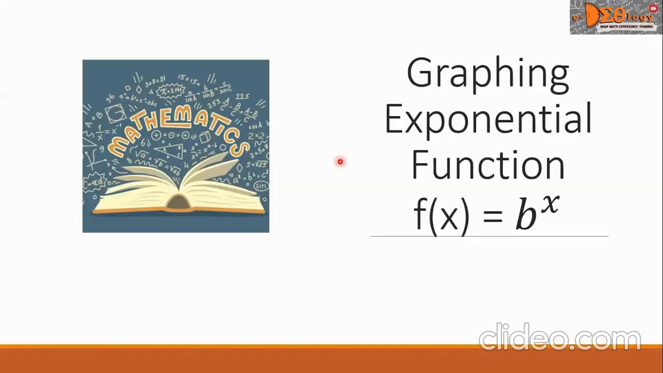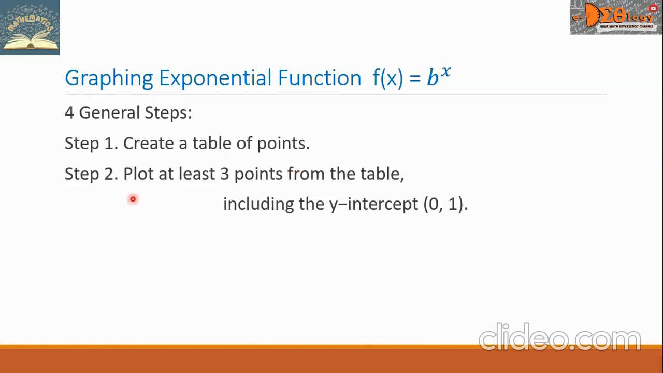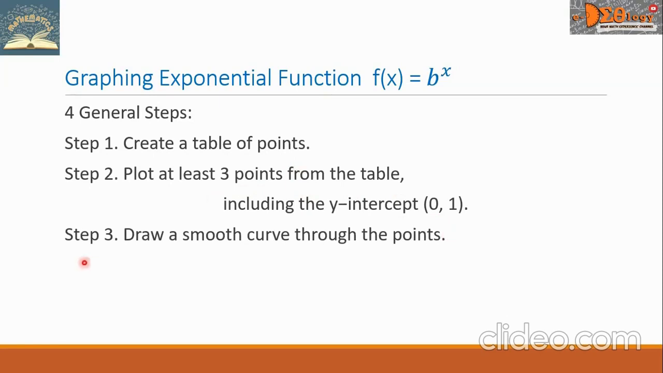Hi everyone. Today we're going to study graphing exponential function of the form f of x equals b raised to x. Here are the four general steps. Step 1, create a table of points. Step 2, plot at least 3 points from the table, including the y-intercept, which is 0, 1. Step 3, draw a smooth curve through the points.